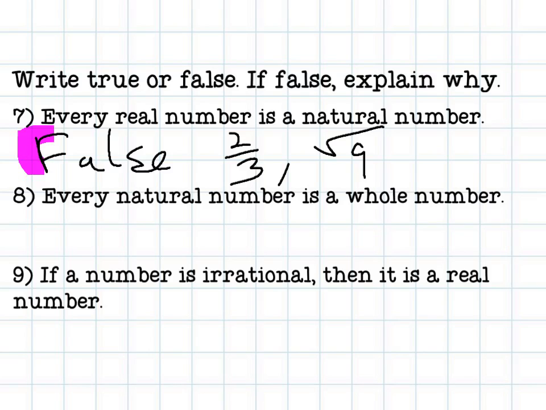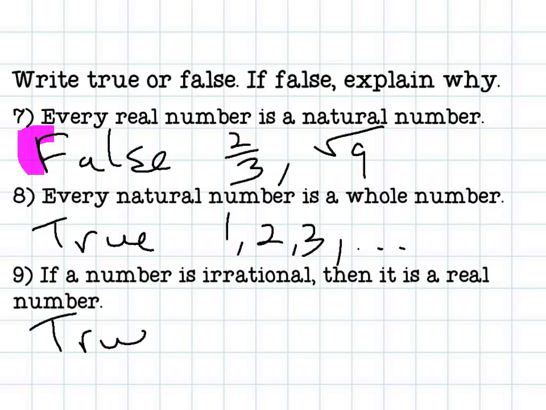Every natural number is a whole number is true. Remember, all of your natural numbers are your counting numbers. So 1, 2, 3, etc. are all whole numbers. And last, if a number is irrational, then it is a real number, and that is true, because all of the real numbers are made up of rational as well as irrational numbers. So any irrational number is a real number.